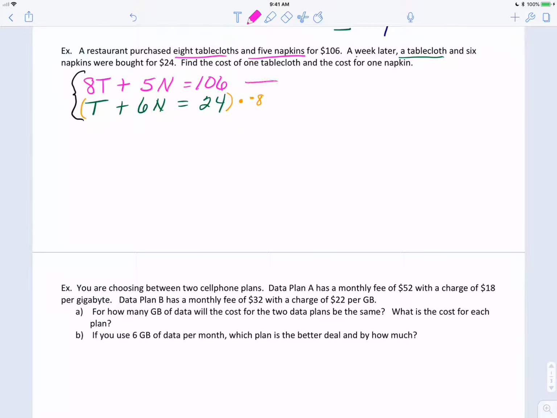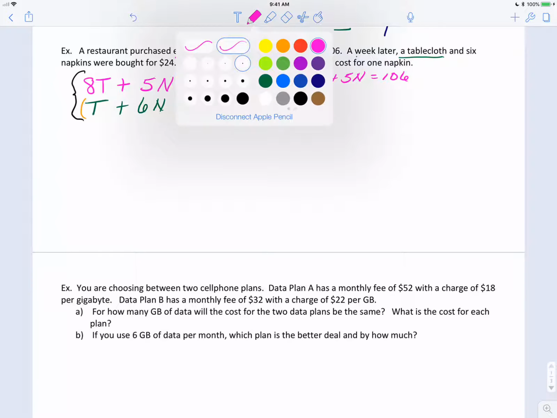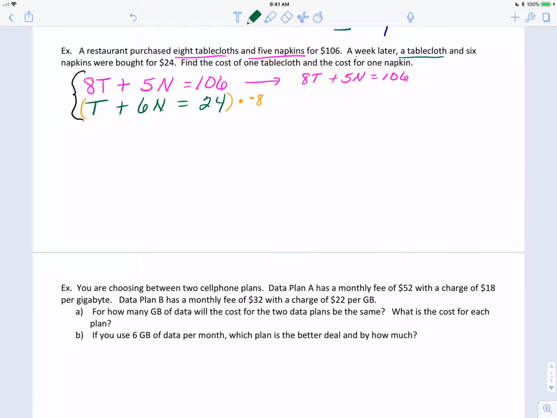So let's rewrite this one. 8t plus 5n is equal to 106. And then if I multiply the second equation by a -8, that's giving me -8t minus 48n, 6 times -8, and that's equal to 24 times -8, which is -192. All right, so now we're ready to go add these two.